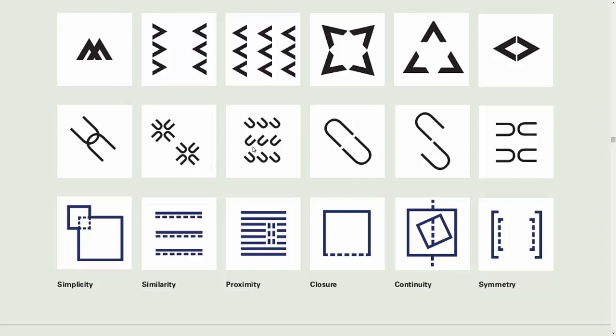And proximity, we see 2 groups based on the closeness of the elements. Okay, I don't know about that. I mean, we do for the bottom one. That's a good example of proximity. Closure, we close the gaps in the shape. Continuity, we see 2 long lines crossing rather than 4 short lines converging.